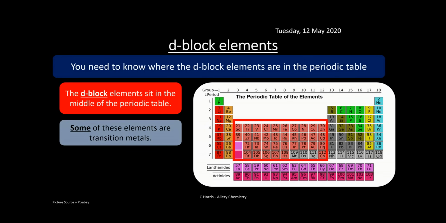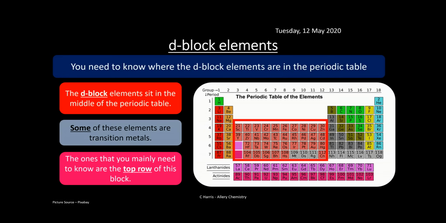Some of these elements are transition metals as well. So not all of them are, but some of them are. The ones that you need to know are mainly the ones in the top row: scandium, titanium, vanadium, chromium, manganese, iron, cobalt, nickel, copper, and zinc. So it's got all these ones right across the top here.